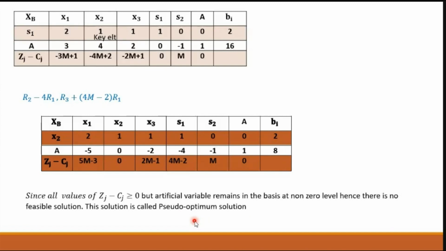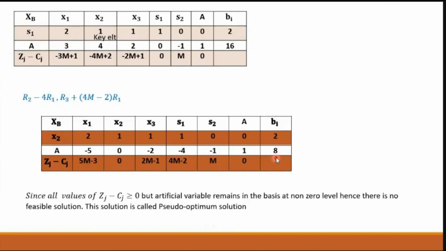Okay, so this type of solution where we have all Zj minus Cj positive, when you write the solution for this, you will get x2 equal to 2, but A is equal to 8, because in the objective function we have added minus mA. So if we have some value of A, it is going to change the objective function. So in such cases, when Zj minus Cj's are positive and the value of A is not 0, we say that this solution is called a pseudo optimum solution.